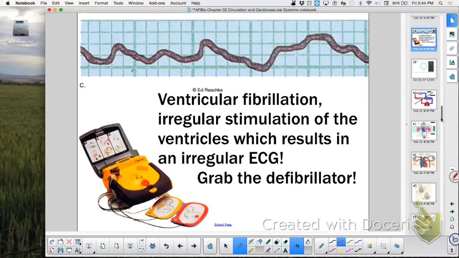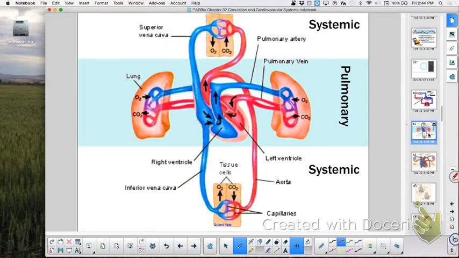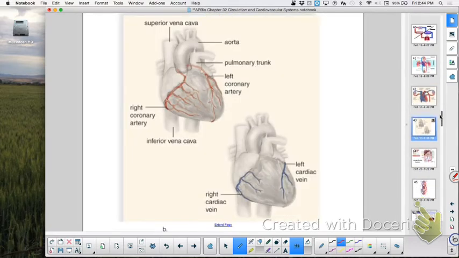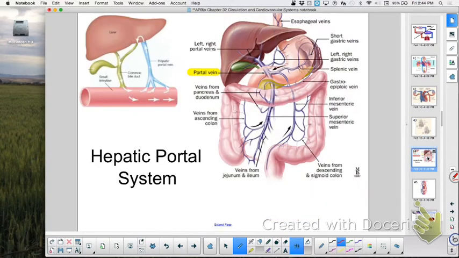All right? We discussed already systemic and pulmonary circuit. So your pulmonary circuit is anytime you're going to and from the lungs, you know, both sides, and the systemic circuit is everywhere else. But there are special places in the systemic circuit, like the coronary circuit, coronary arteries and veins around the heart. And then we brought up the hepatic portal system.